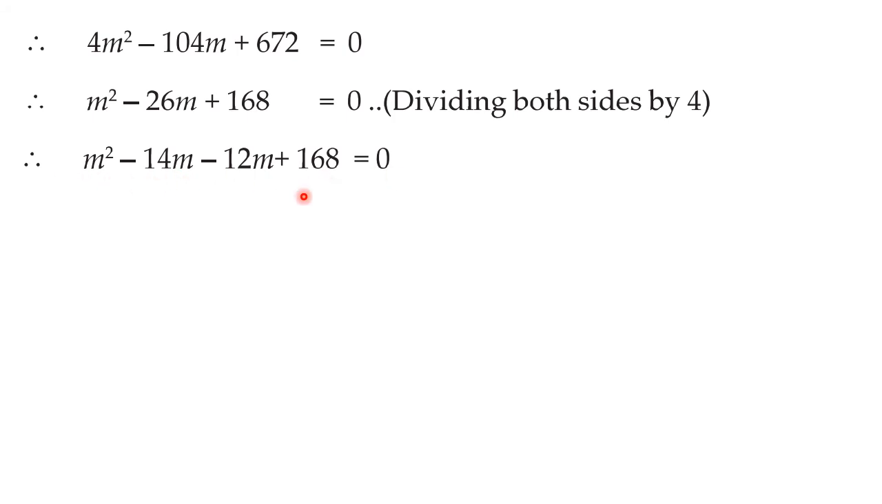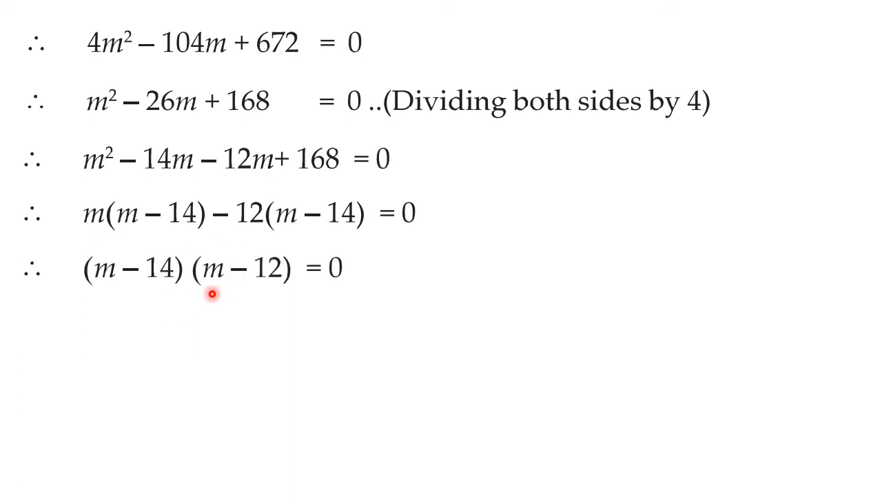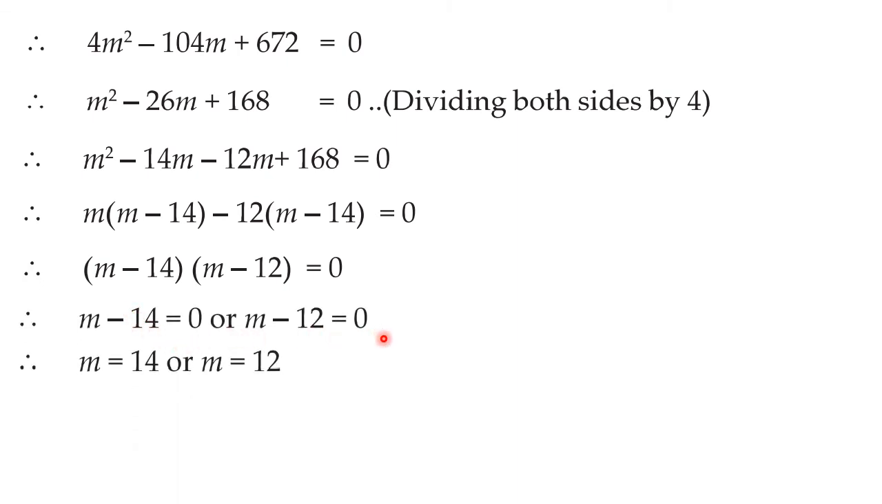Now take out common. Here you will find that m is common, and inside the bracket you will get m minus 12. Here you will find that minus 12 is common, and inside the bracket you will get m minus 14. Now this m minus 14 we write in one bracket, and the remaining terms m minus 12 in the second bracket. So m minus 14 and m minus 12 are the factors of this polynomial. Now follow the regular step: either m minus 14 is 0 or m minus 12 is 0. Therefore m is equal to 14 or m is equal to 12.